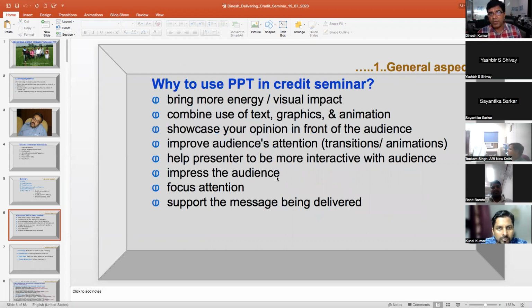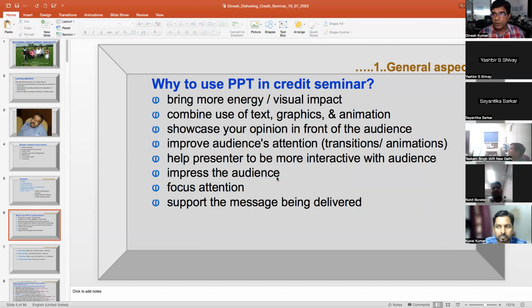So many times you need to make a PowerPoint presentation these days. And why make PowerPoint? Everybody is exclusively using PowerPoint presentation now. So why do we use it? To bring more energy, more visual impact.